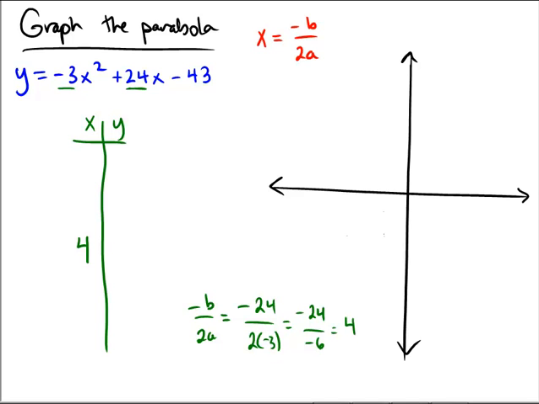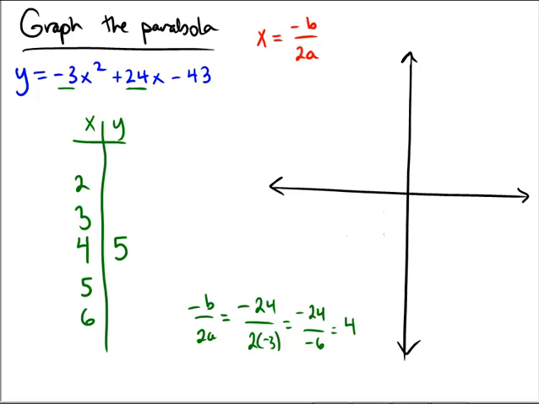Then I'm going to use a calculator to figure out what happens when I plug 4 into that equation. So I get negative 3 times 4 squared plus 24 times 4 minus 43, and that gives me the number 5. So if you have to plot more points, just go ahead and graph 3 and 2, 5 and 6, because that's going to give you 2 points to the left and 2 points to the right.